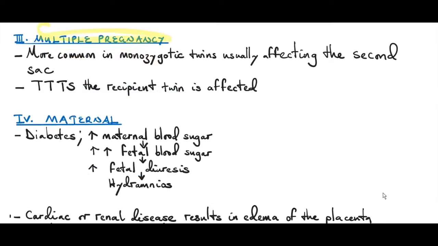Multiple pregnancy is another cause of polyhydramnios, and it's more common in monozygotic twins, usually affecting the second twin or sac. In twin-to-twin transfusion syndrome, the recipient twin is affected more. This is the receiving twin.